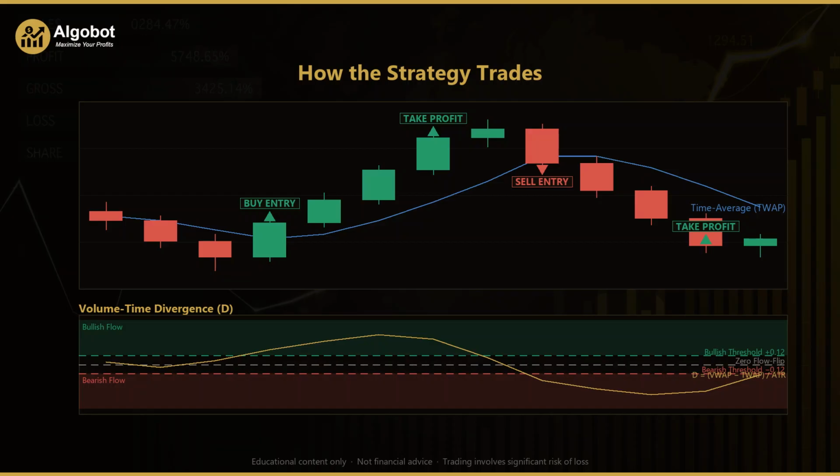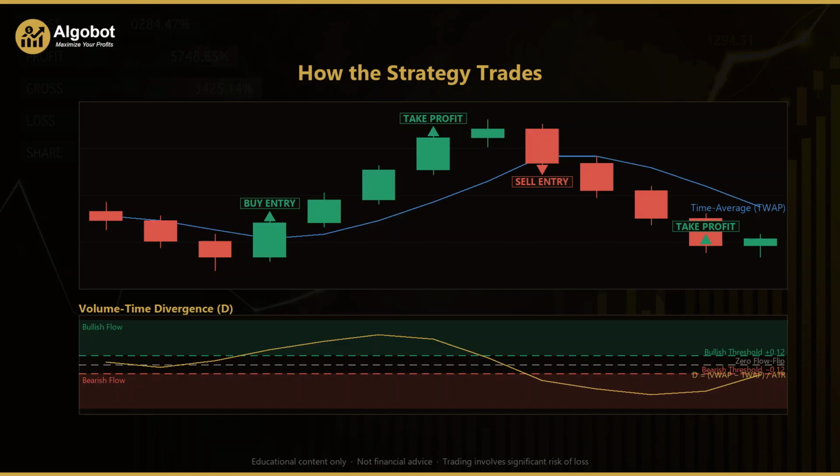Notice how, in both examples, the strategy waited for 2 independent clues to agree, a fresh threshold cross on the oscillator, and price closing on the correct side of the time average, before committing. That double confirmation is the whole idea. It aims to act only when a shift in participation is genuinely fresh and price is moving with it.